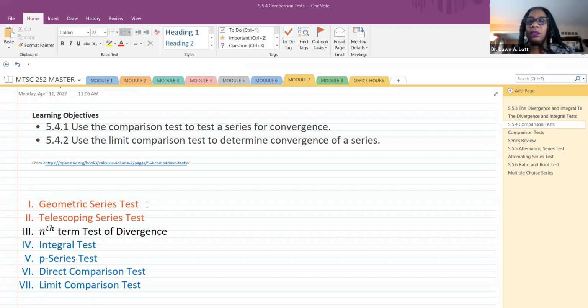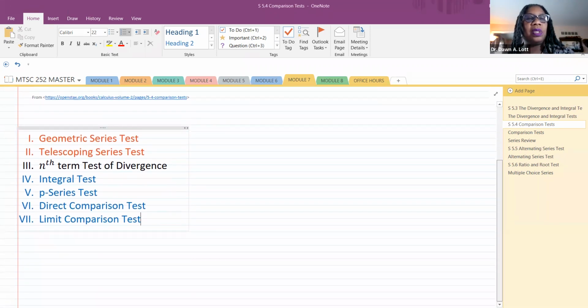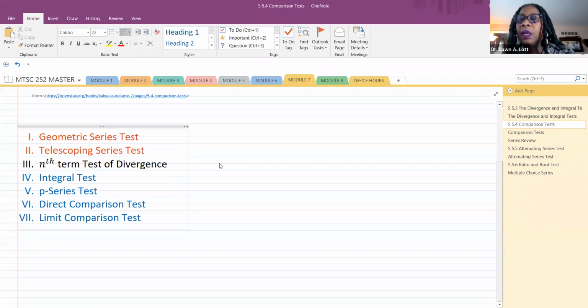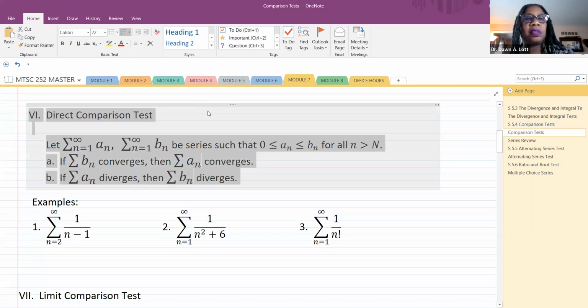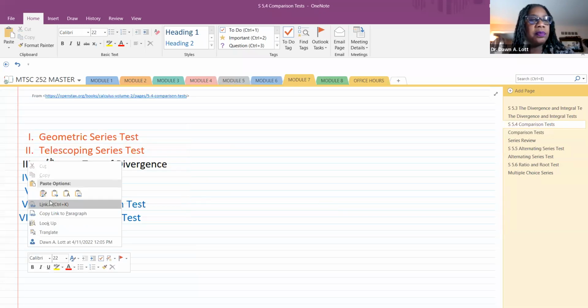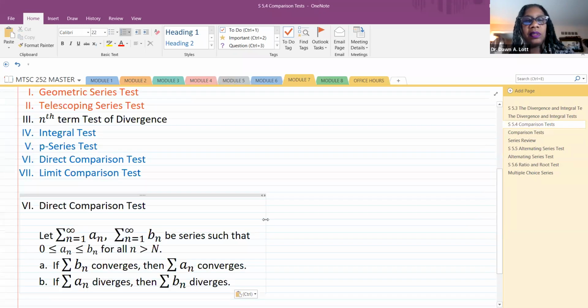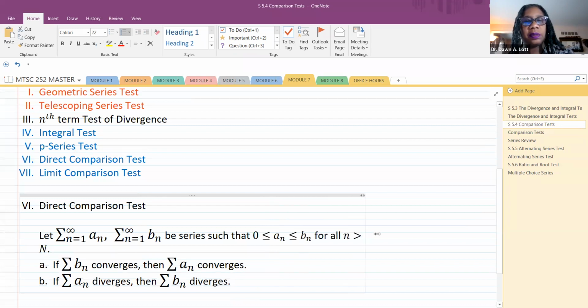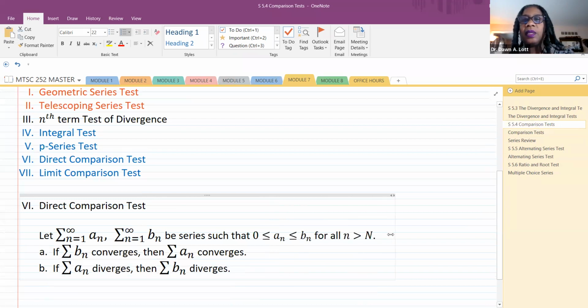Okay, so let's look at the direct comparison test. I think you will like these two tests. I remember when I learned them, I thought the direct comparison test was a pretty cool test. So we're going to do that first. All right, so that's test number 6. And here it is.